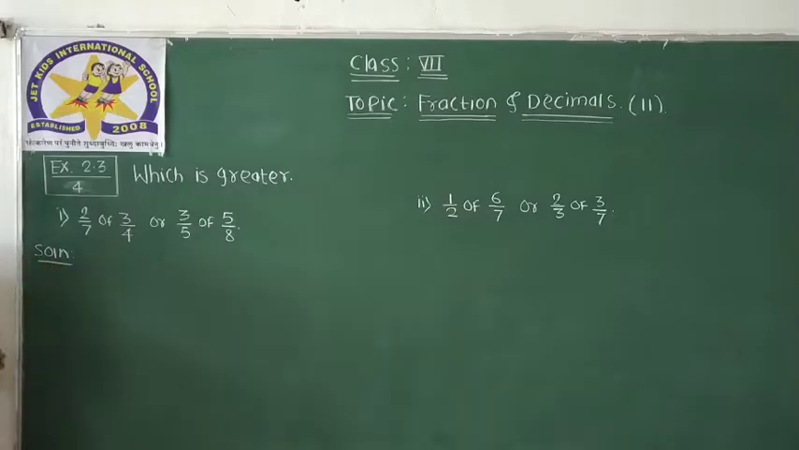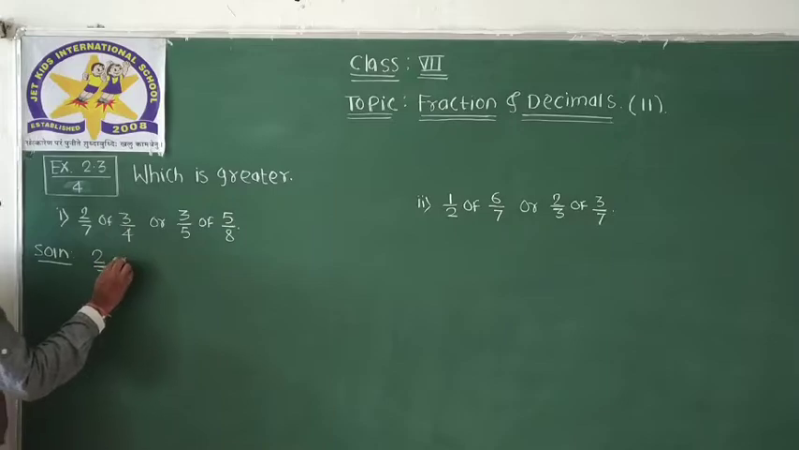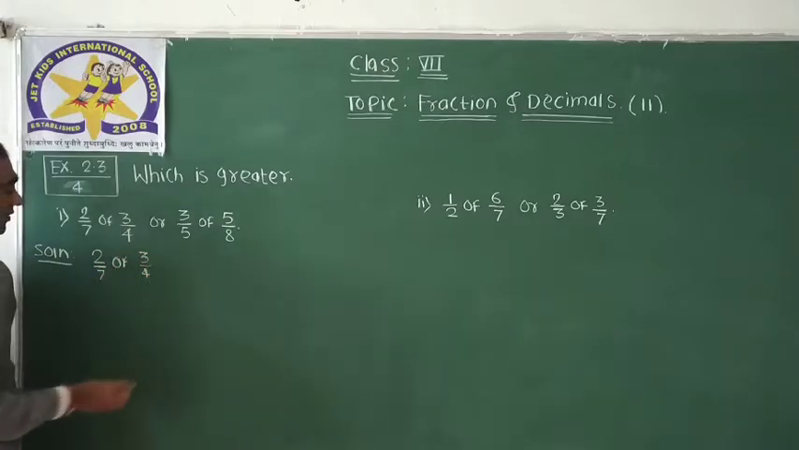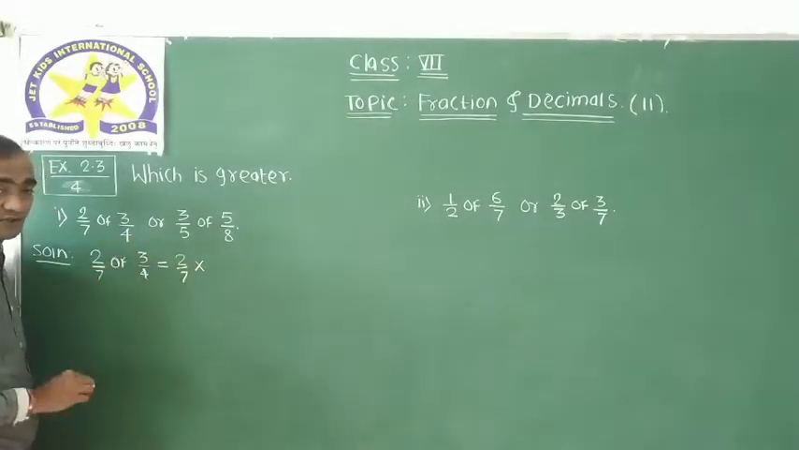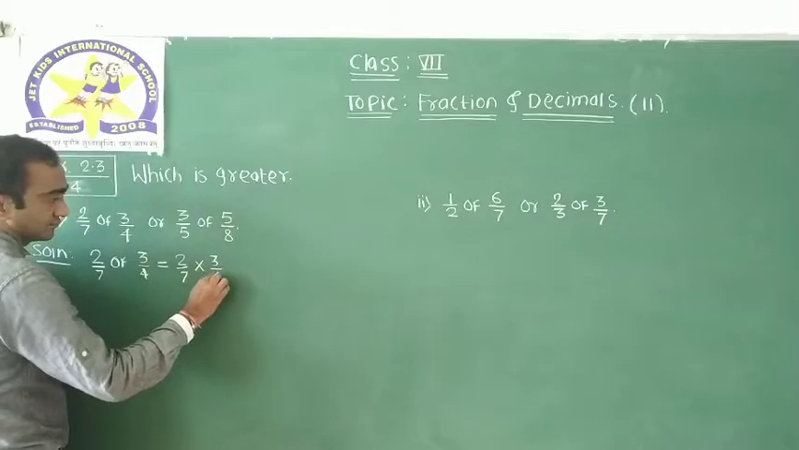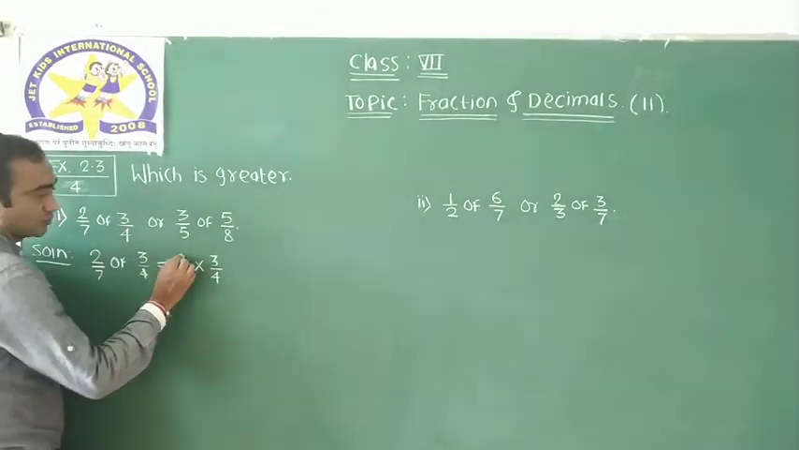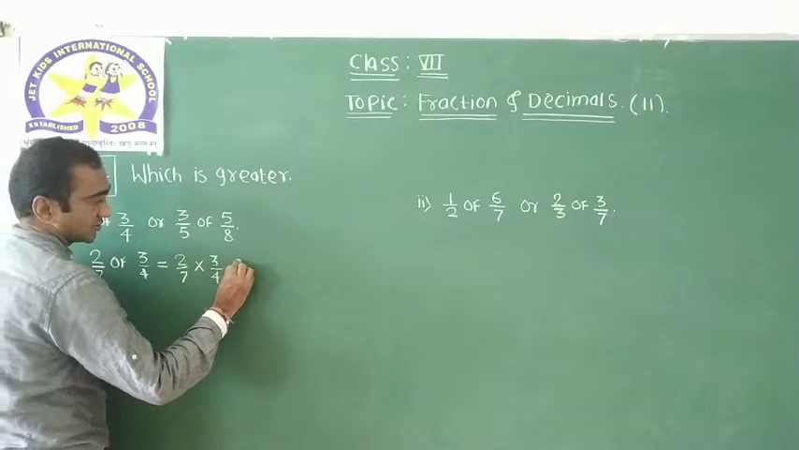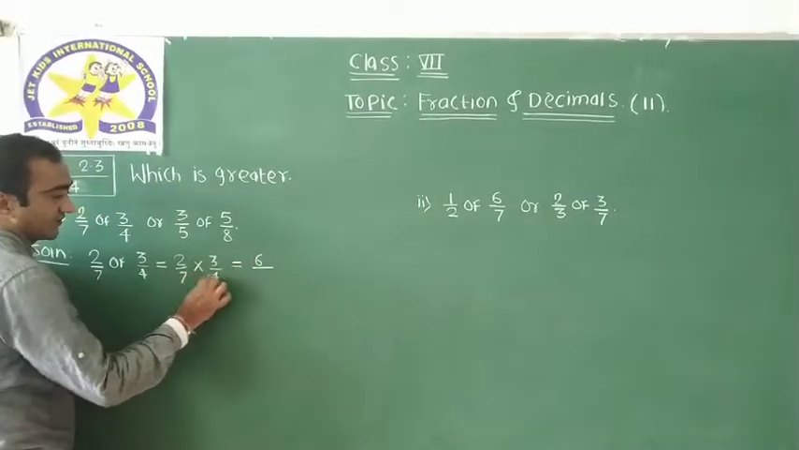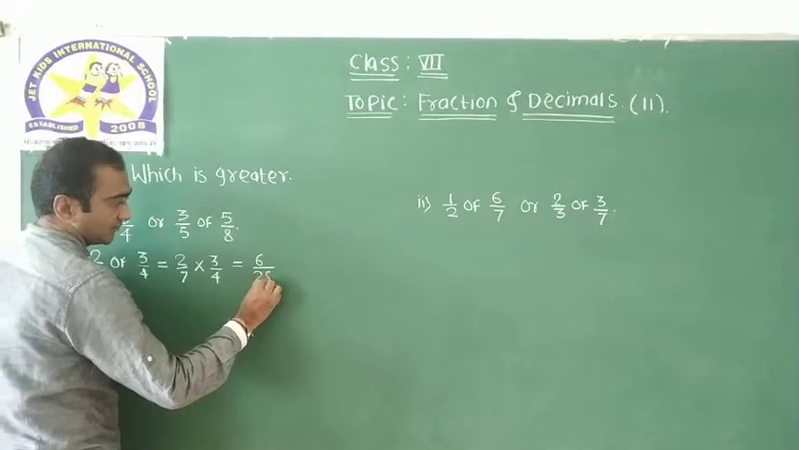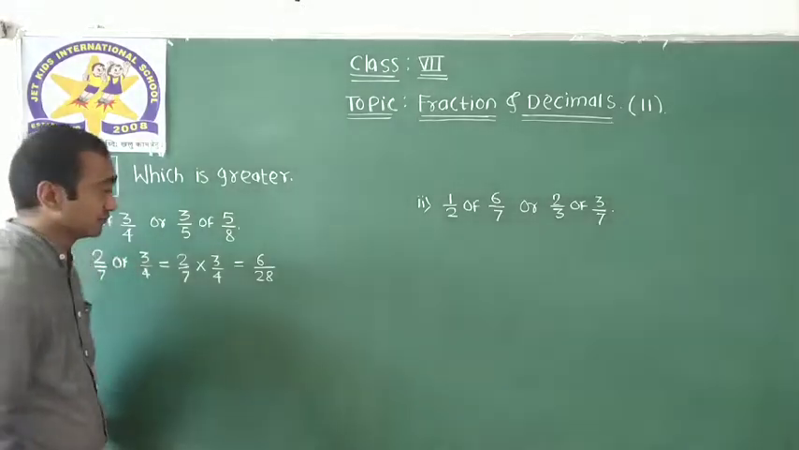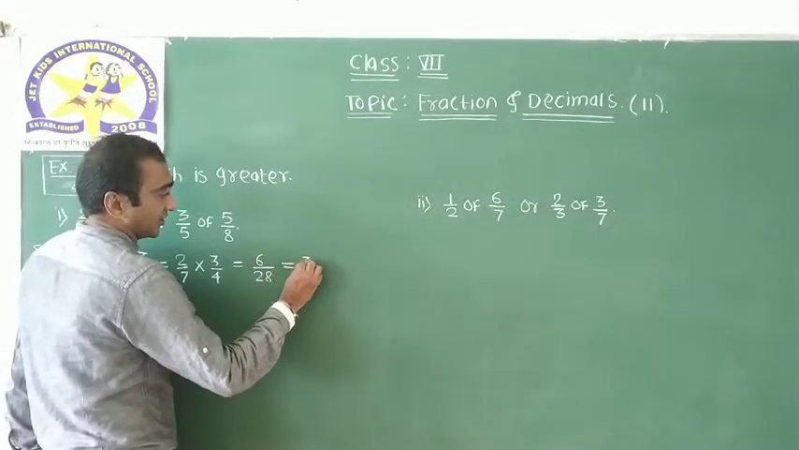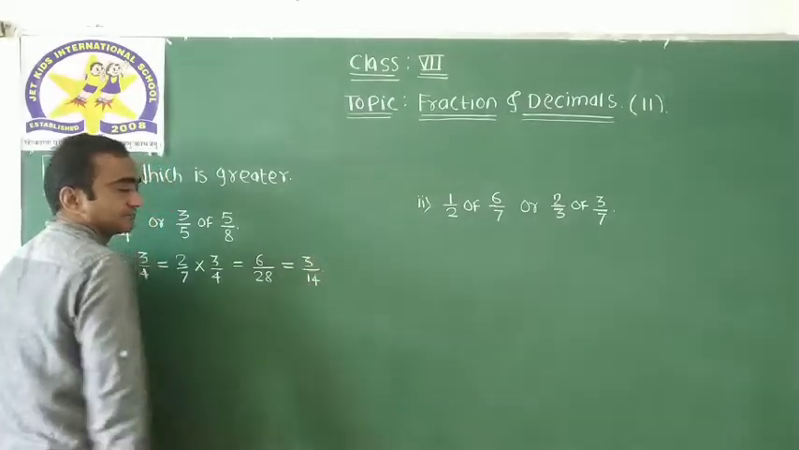First of all, we simplify the left hand side, which is 2 by 7 of 3 by 4. Now 2 by 7 of 3 by 4 means 2 by 7 into 3 by 4. Make a multiplication here. 2 into 3, 6, divided by 7 into 4, 28. Now 6 and 28, these both values are divisible by 2. So the simple form will be 3 by 14.